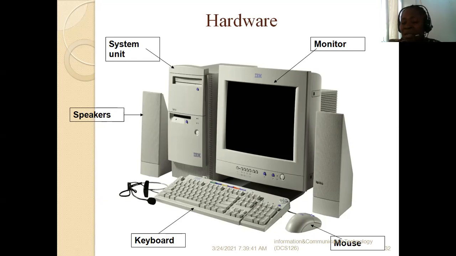Now, this is a typical computer system with its attendant hardware. But many systems, when you go to buy, may not have speakers. Speakers are actually addendums, what we call peripherals. You may buy a computer system without them.